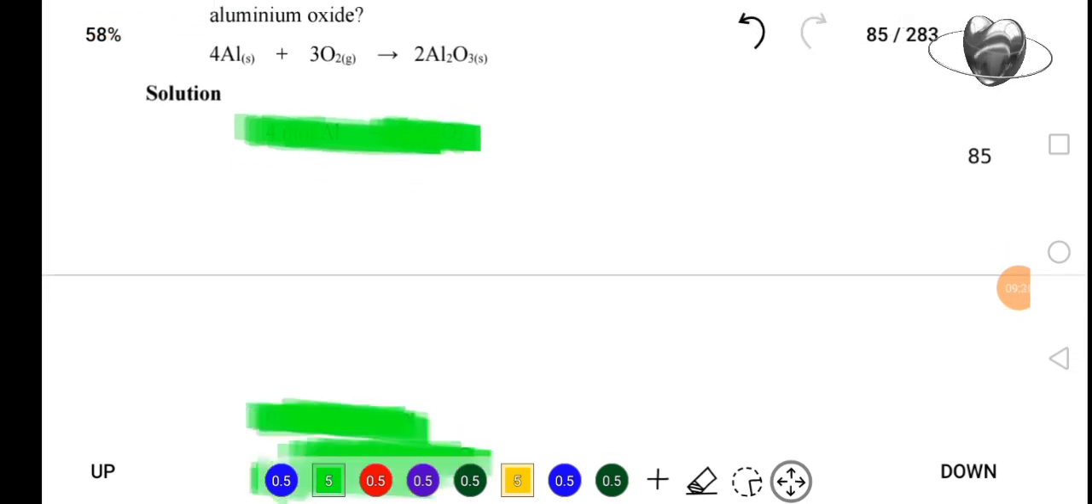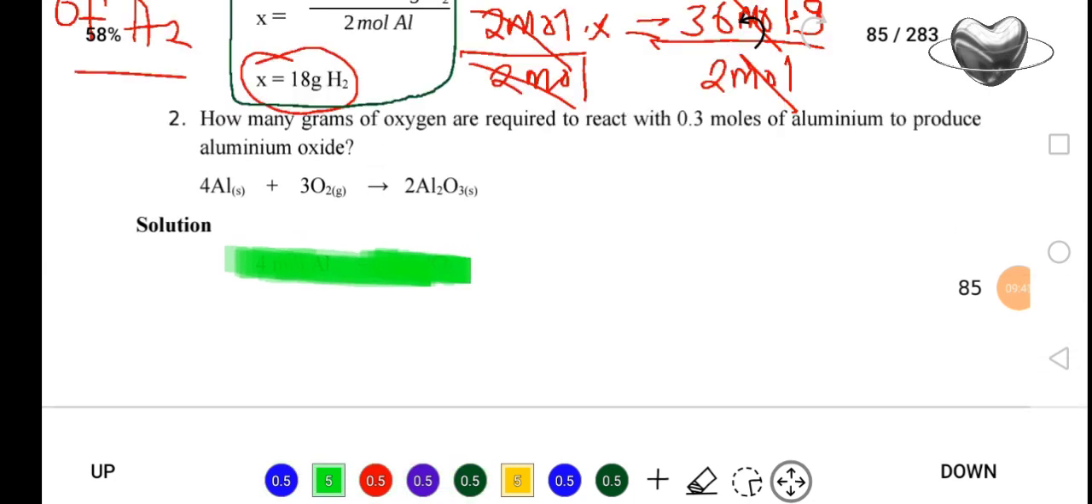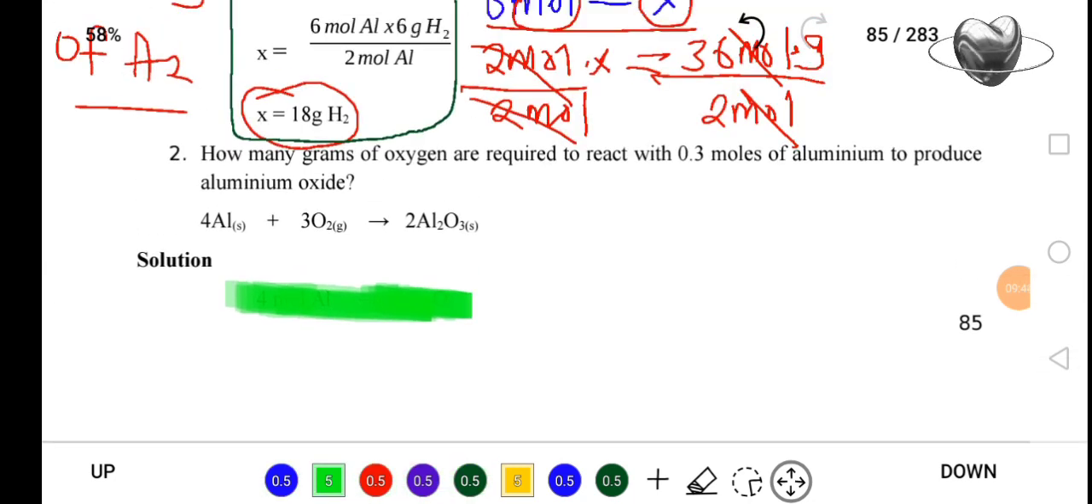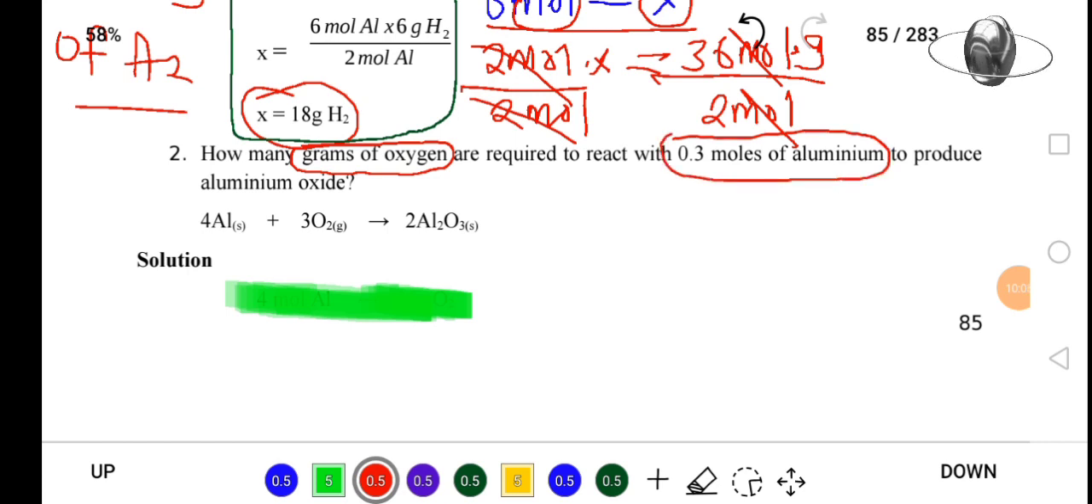Question number 2. How many grams of oxygen are required? Again here, we are going to underline the important points. We are looking for the mass of oxygen. How many grams of oxygen are required to react with 0.3 moles of aluminium to produce aluminium oxide?